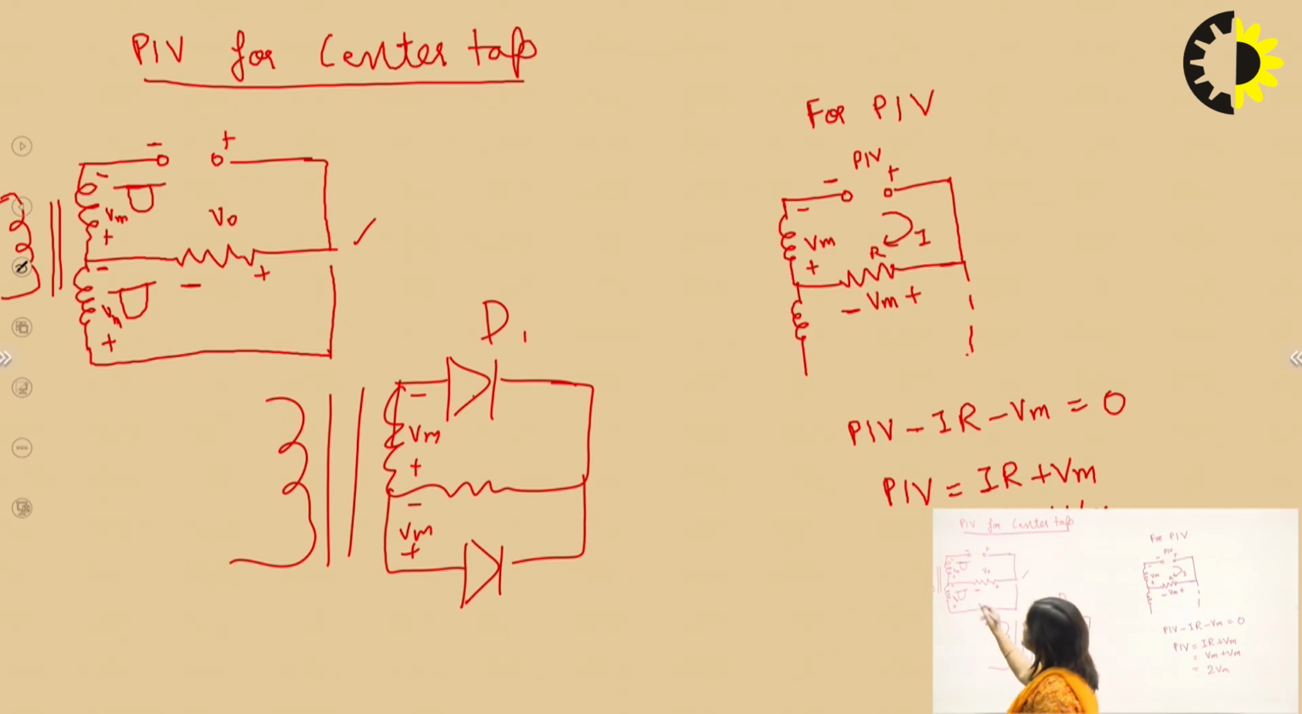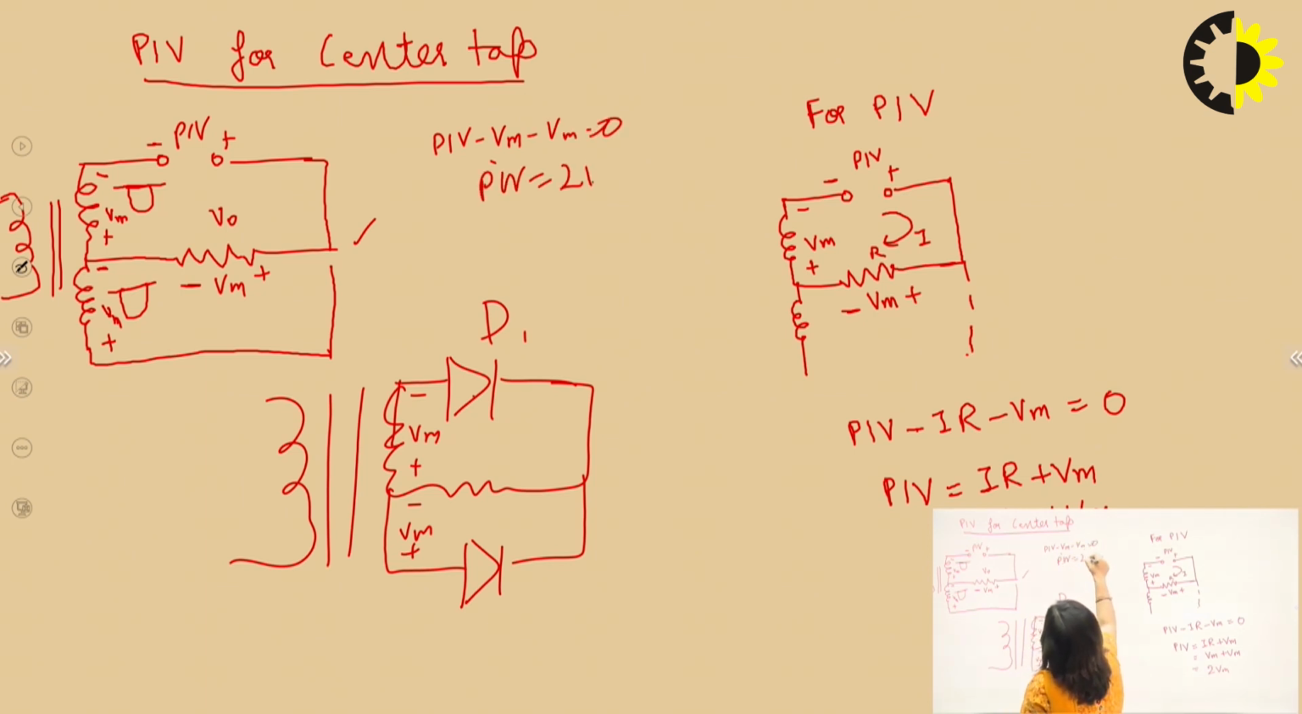Here the output voltage V0 is equal to Vm. This will be the Vm and this is the PIV. If we apply KVL here, we will find that PIV minus Vm is equal to 0. It means PIV is equal to 2 Vm. So in center tap rectifier, PIV would be equal to 2 Vm.